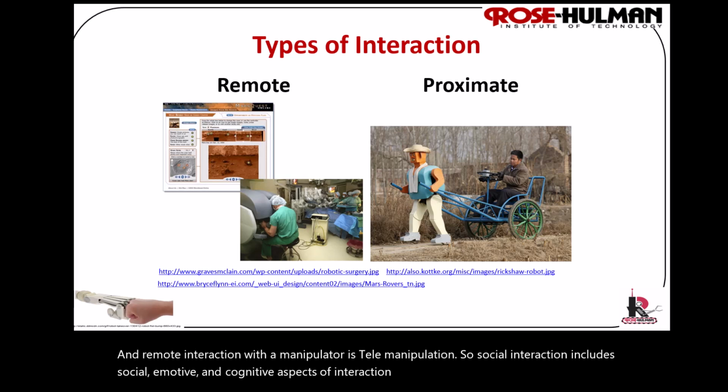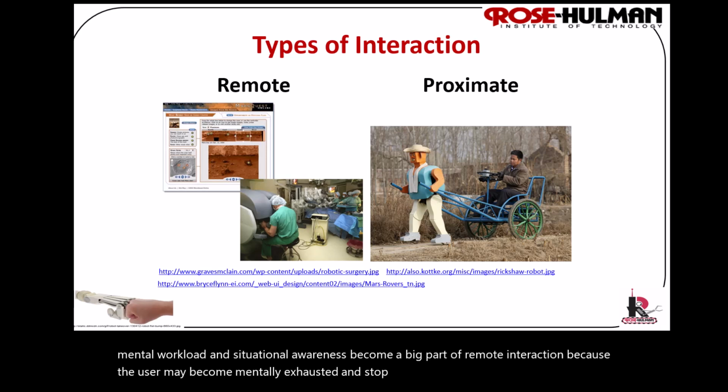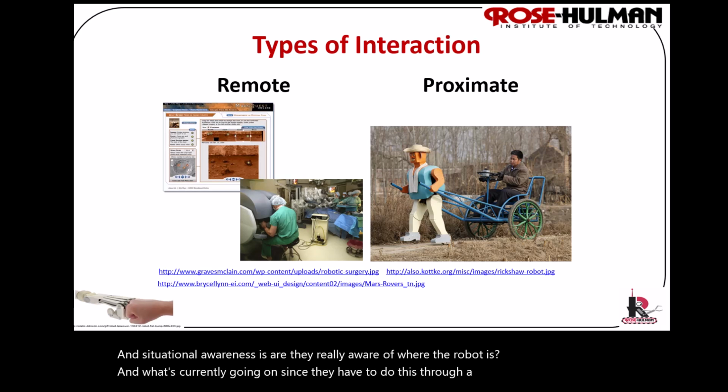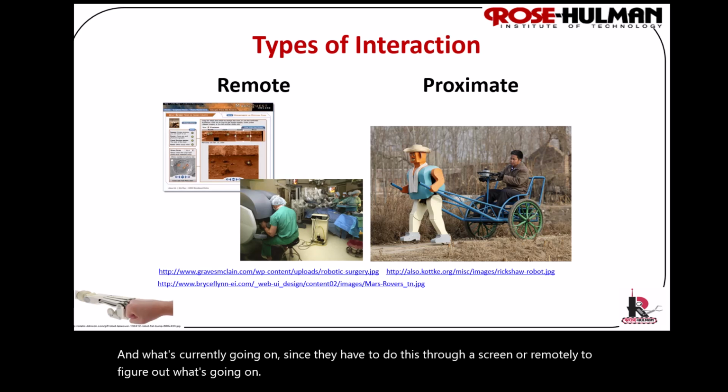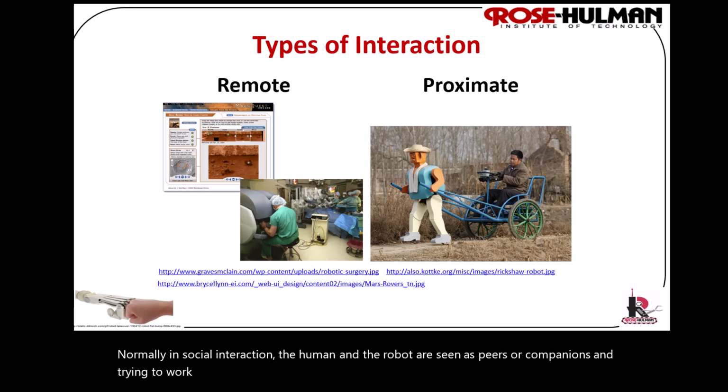Like I talked about in my dissertation, mental workload and situational awareness become a big part of remote interaction, because the user may become mentally exhausted and stop being able to do a good job. And situational awareness is: are they really aware of where the robot is and what's currently going on, since they have to do this through a screen or remotely? Normally in social interaction, the human and the robot are seen as peers or companions trying to work together, which means that it's once again semi-autonomous control.